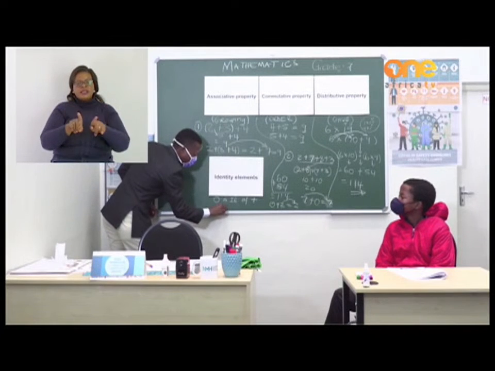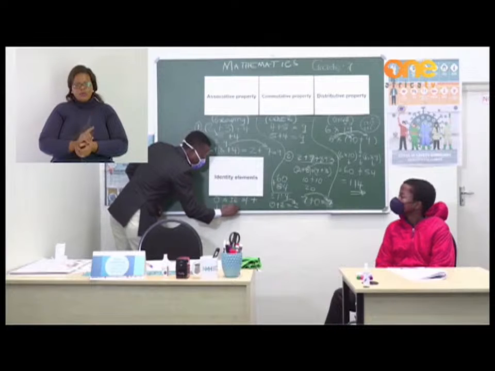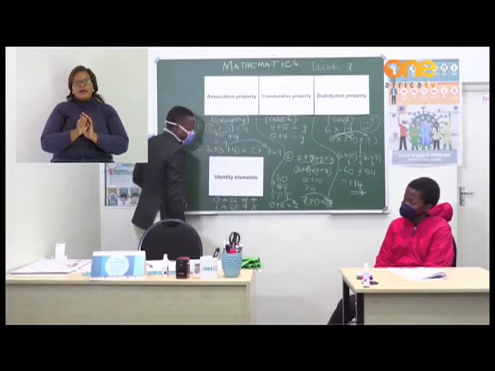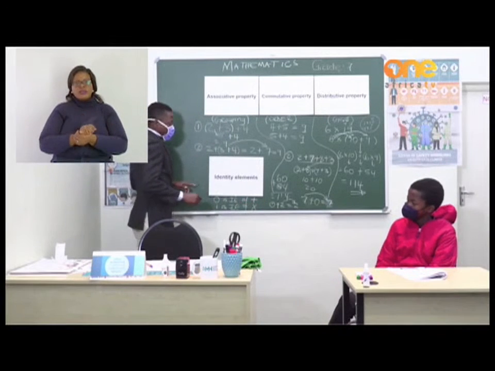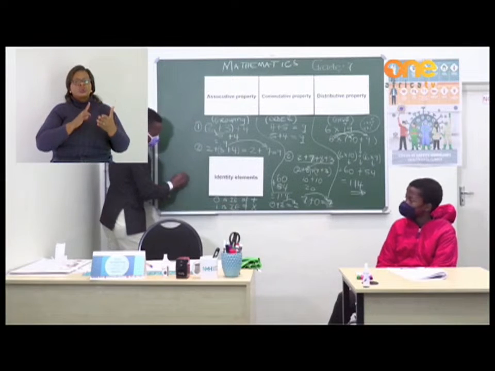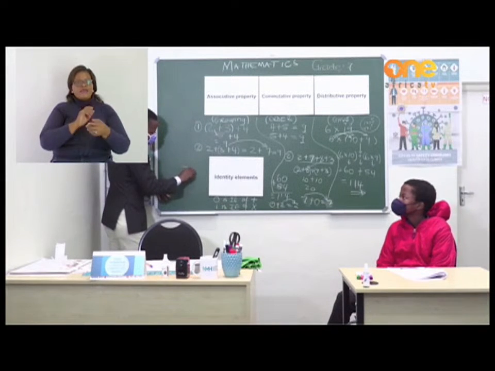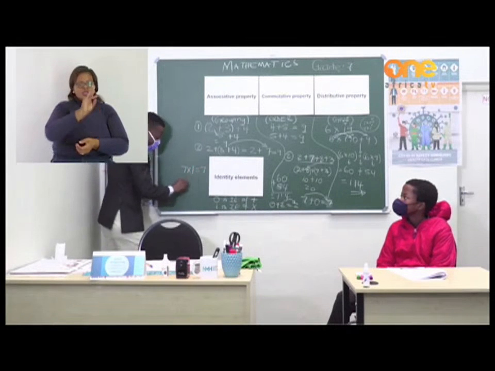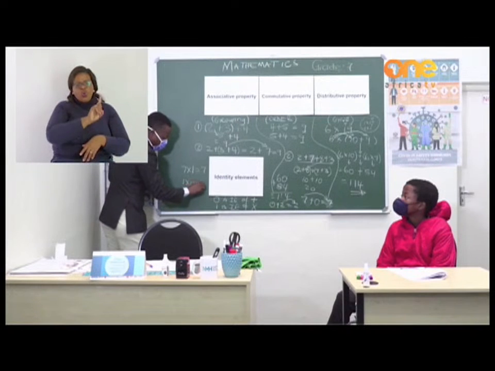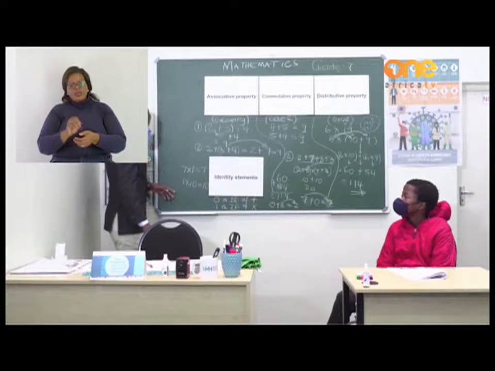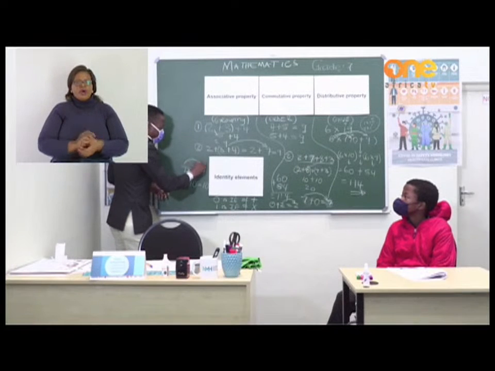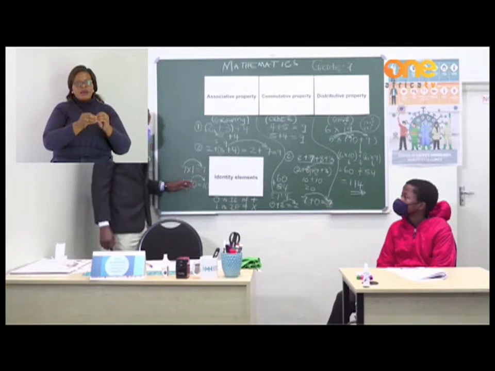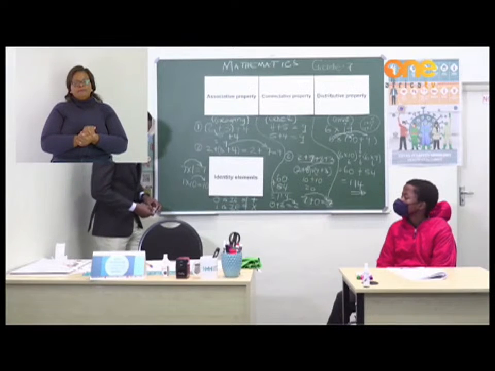1 is an identity element of multiplication. Why? Because if you multiply 7 times 1, I get 7, or 1 times 10, I'll get 10. So the answer is the number you are multiplying with 1.